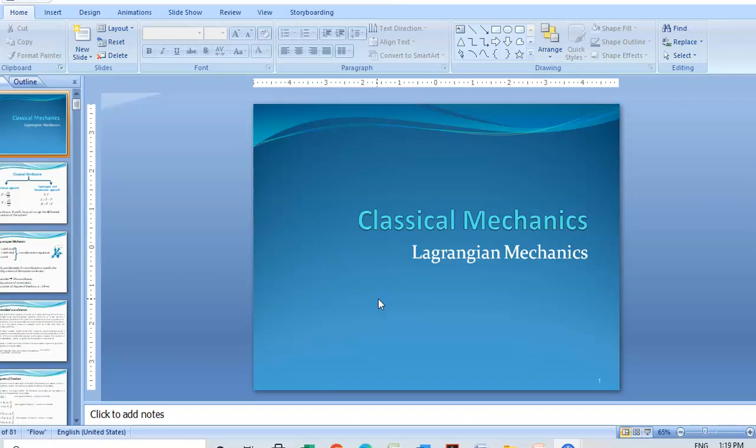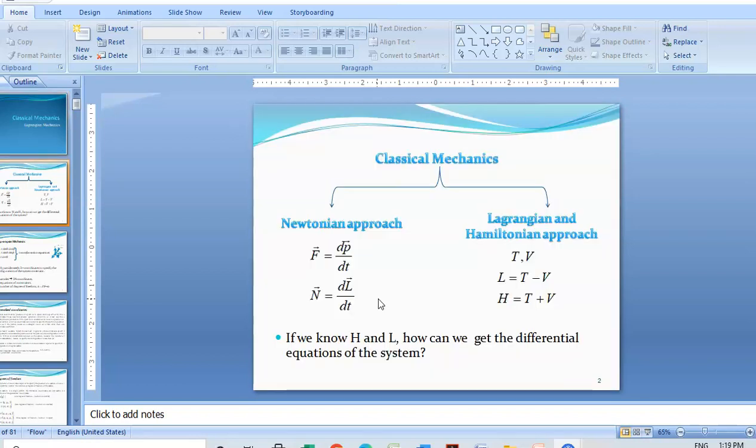So in classical mechanics, the most important topic is Lagrangian mechanics. What does it deal with? Classical mechanics has two divisions: one is called the Newtonian approach, another is called the Lagrangian and Hamiltonian approach. Earlier we followed only the Newtonian approach, that is force F equals ma, which we gave as dp by dt, the change in momentum with respect to time. And later we followed the Lagrangian and Hamiltonian approach.